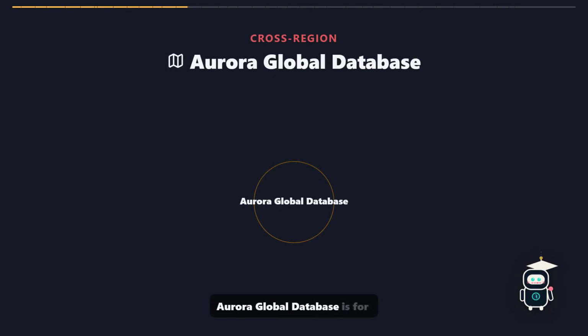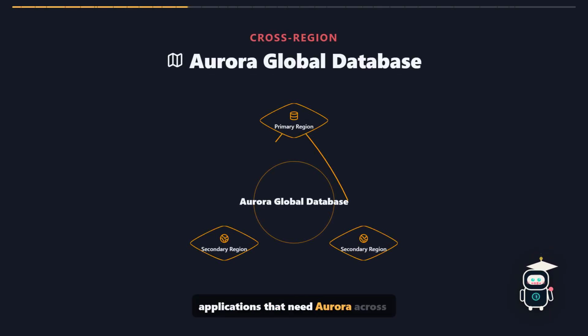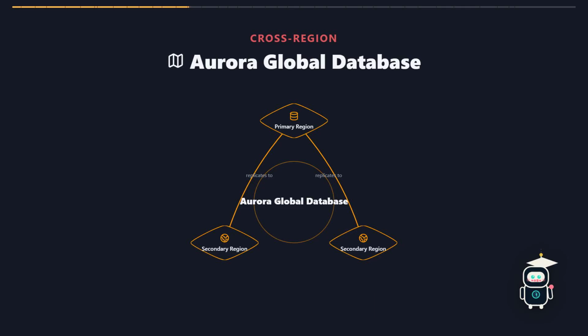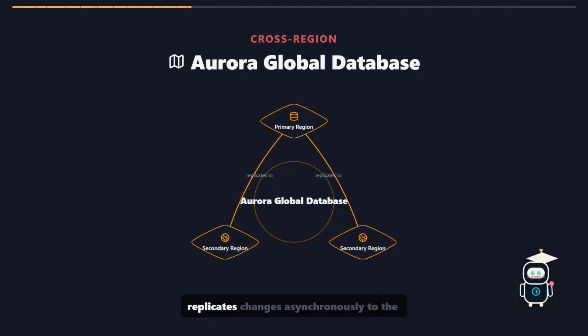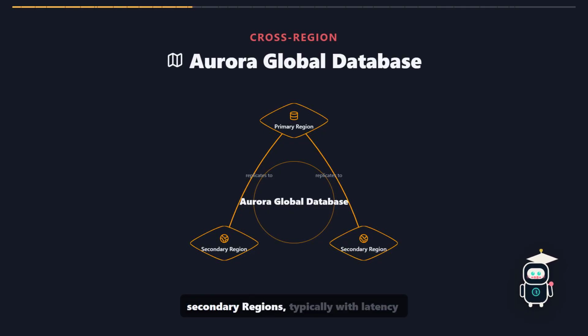Aurora Global Database is for applications that need Aurora across multiple AWS regions. It has one writable primary region and up to 10 read-only secondary regions. Writes go to the primary Aurora cluster. Aurora then replicates changes asynchronously to the secondary regions, typically with latency under 1 second.